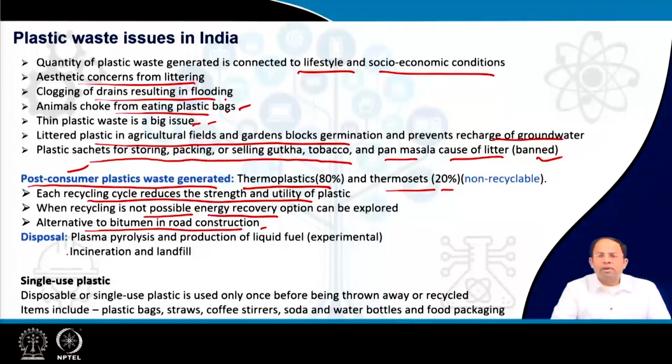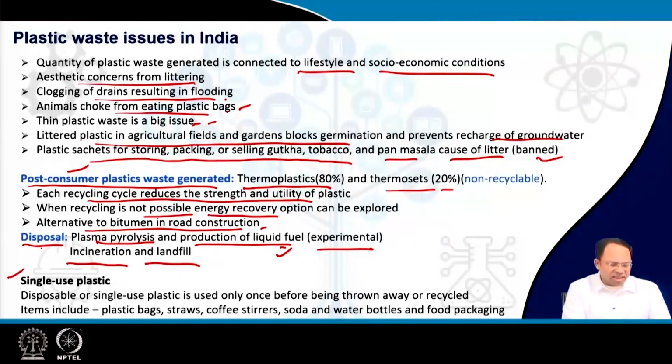The disposal system, finally, once we have explored all options for recycling and reuse, then we can dispose of the plastic, and we can do it in different ways. First of all, there are some experimental techniques, such as plasma pyrolysis and production of liquid fuel. Using the pyrolysis technique, we have learnt earlier that we can generate some amount of oil or liquid fuel, which could be further used for energy generation and so on. Or we can directly incinerate it and also landfill it as per requirements.